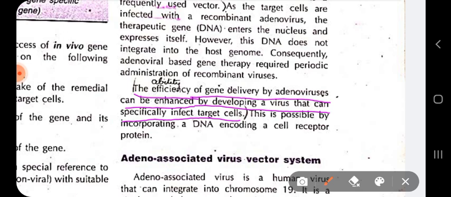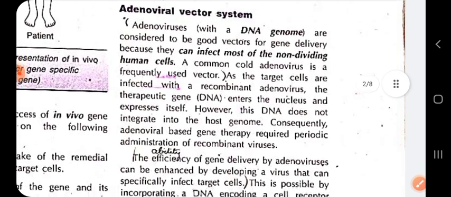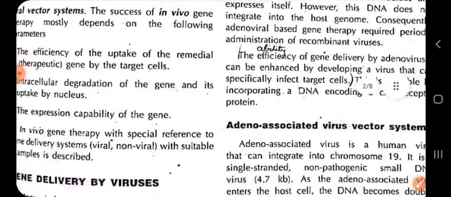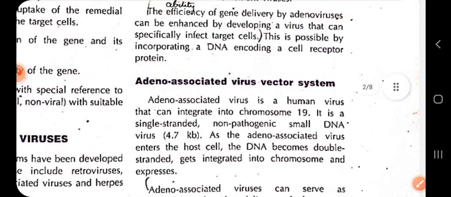or with the help of a cell receptor protein that is encoded by the DNA. So a DNA which is encoding a cell receptor protein can be employed for enhancing this process, because without interaction it cannot enter the target cells. Okay, so this is about the adenoviral vector system, and I have said about the retroviral vector system.